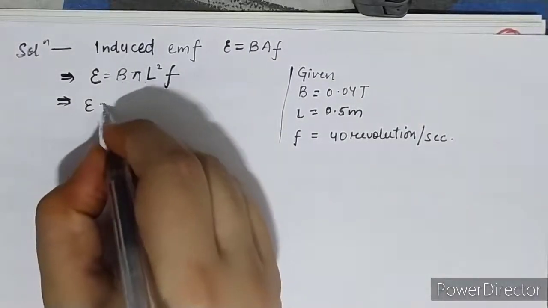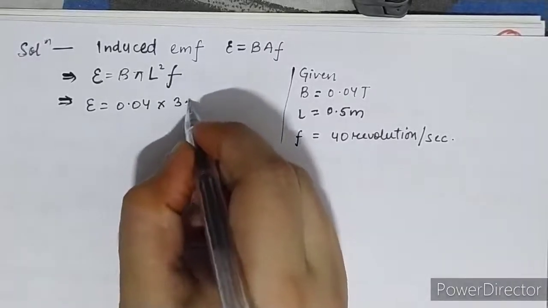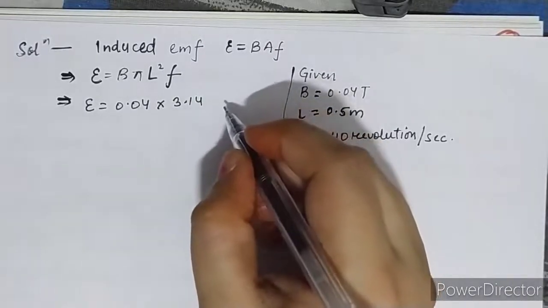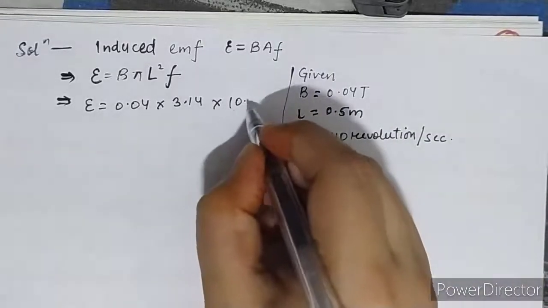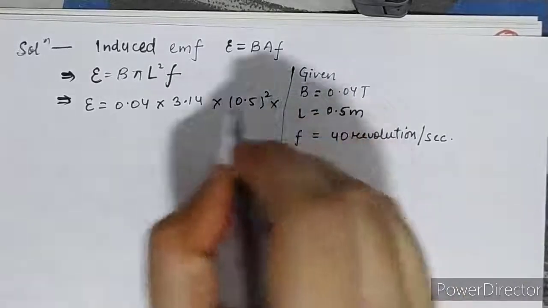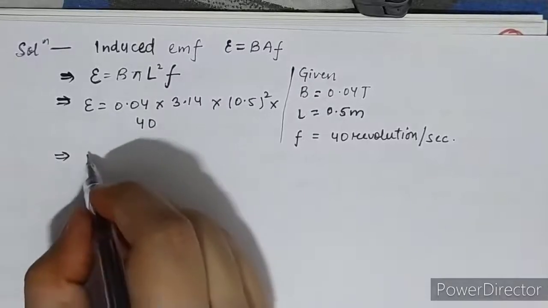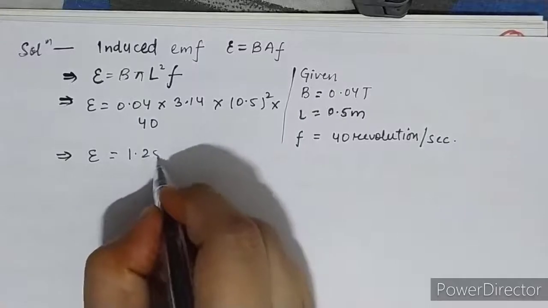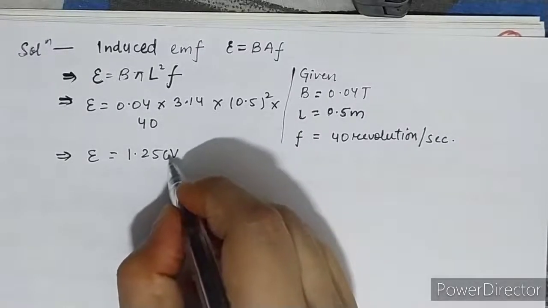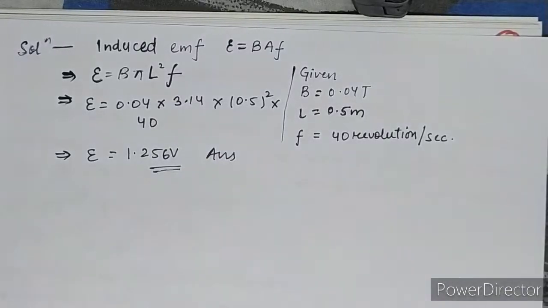So E is equal to 0.04 into 3.14 into L square, means 0.5 to the square, multiplied by 40. So after multiplying all these values, we get the value 1.256 volt. This is your answer. Simply we have to put all the values in the formula, nothing else.